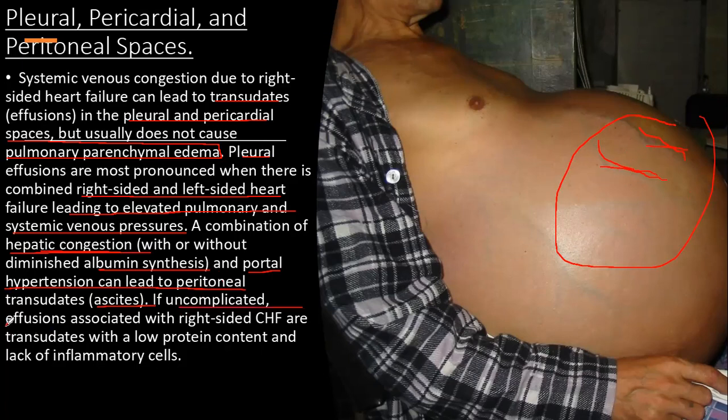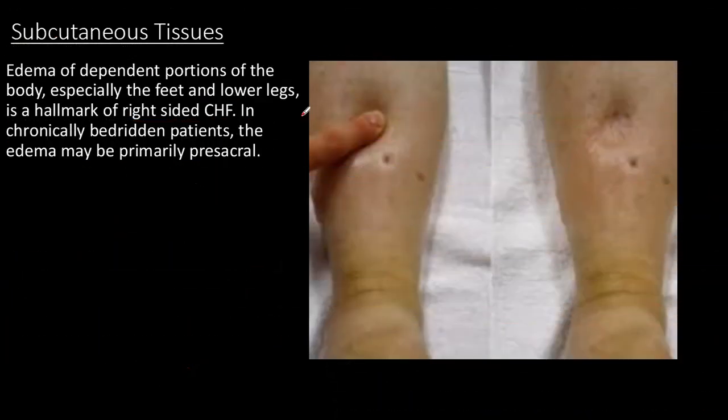Now, if uncomplicated, the effusion or transudate associated with right-sided congestive heart failure is of low protein content and lacks inflammatory cells. It is just an increase in the venous hydrostatic pressure, so there is ultrafiltration of the non-protein content of plasma into the spaces. Now, in the subcutaneous tissue, there is edema of dependent portions of the body, especially the feet and lower legs. So they will have dependent pitting edema of the extremities, and it is the hallmark of right-sided congestive heart failure. In chronically bedridden patients, the edema is primarily presacral.